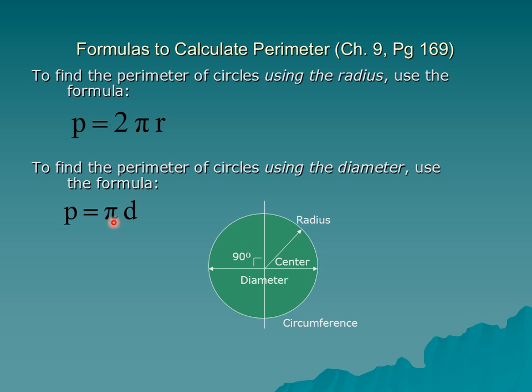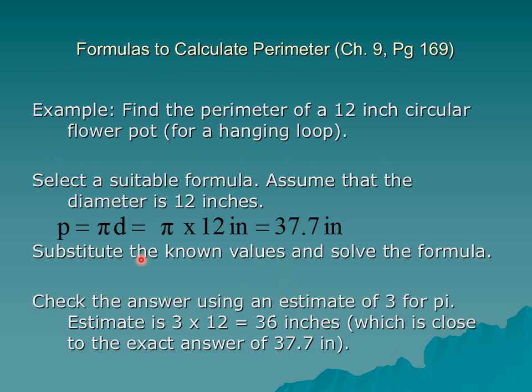And similarly, using the diameter, you can use just pi times diameter. You still get the same answer for the perimeter calculation of a circle. Okay. For an example, if you have a circle of 12-inch, the 12-inch actually is the diameter. Let's say, the circular flower pot. That means 12-inch is actually the diameter. If you multiply pi times 12-inch, then you'll get 37.7, assuming pi is 3.14. Right.